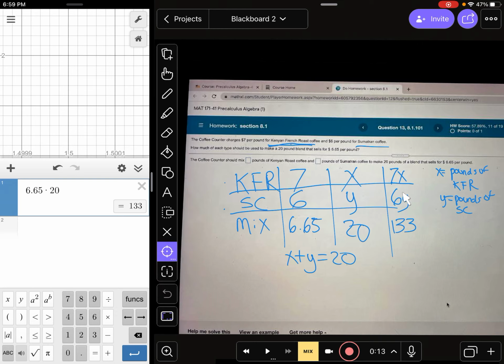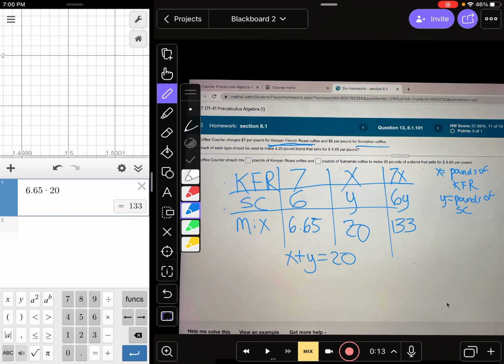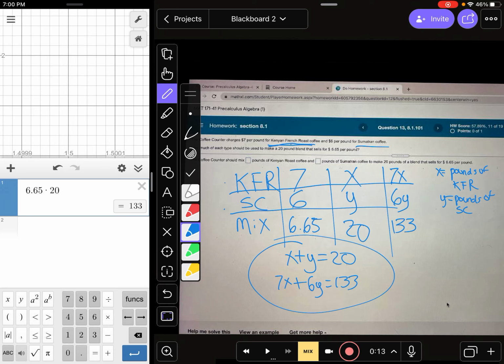And my second equation is right here. I have x's and y's. The total cost of this coffee plus the total cost of this coffee, when I mix it together, is going to be the total cost of my mix. I mix this and this, add it together, I should get the mixture. So it's going to be 7x plus 6y equals 133. That's your system of equations.